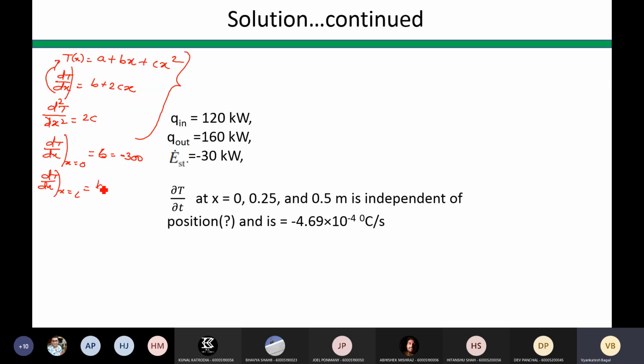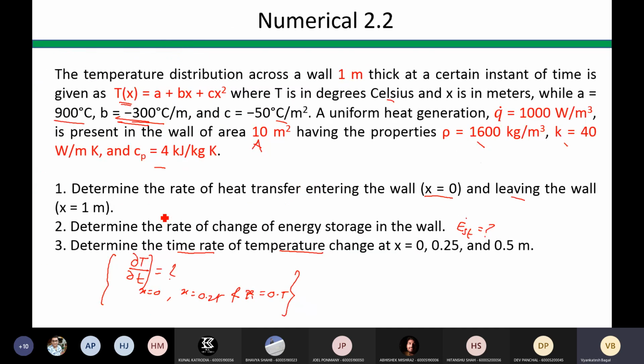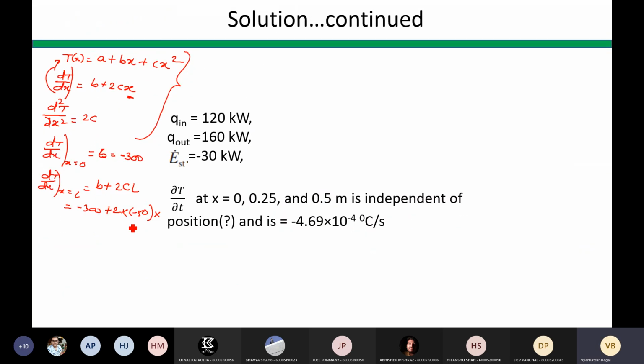So at x equal to L, it will be b plus 2c, and x will be replaced by L, right? Then put the values like minus 300 plus 2 into, what is the value of c? I think it is minus 50, into meter, and c is minus 50. So this will be, length is 1. So this will give you the temperature gradient at the left face, this will give you the temperature gradient at the right face, and then simply find out this Q in, which is minus k.